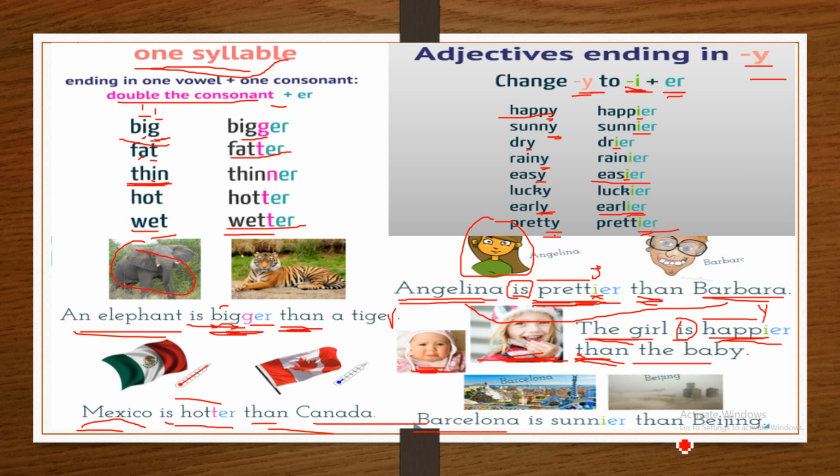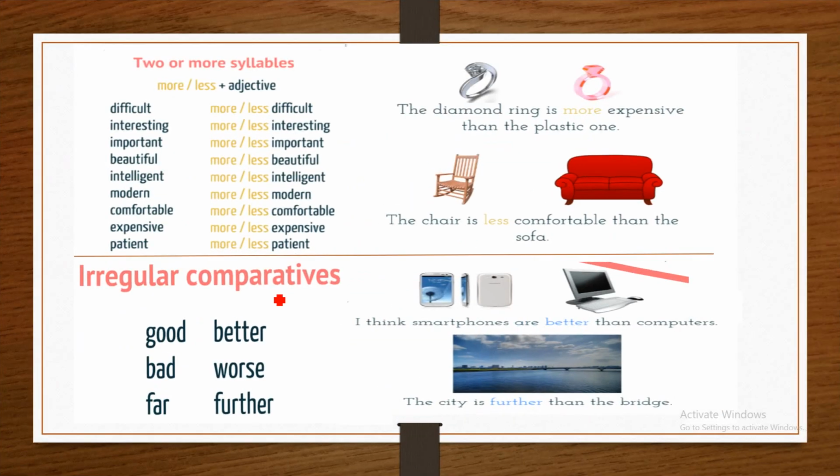Barcelona is sunnier than Beijing. We have Barcelona and Beijing. Barcelona is the first object. Beijing is the second object. It is verb to be. Sunnier is a comparative adjective. It is an adjective that ends with Y. The Y is changed to I, then ER is added to it. Barcelona is sunnier than Beijing. Than is always used to compare two things.